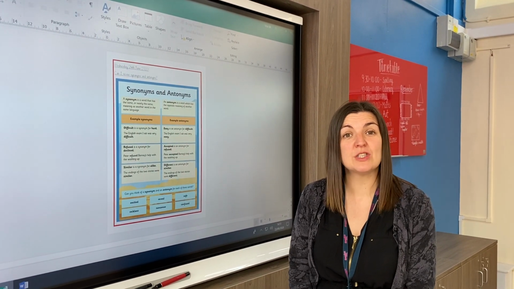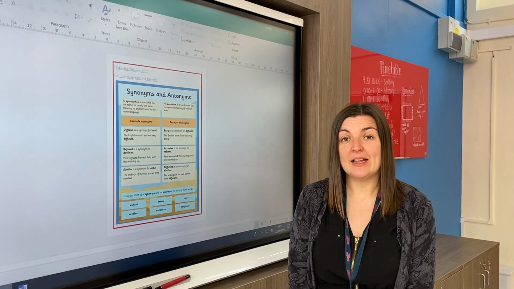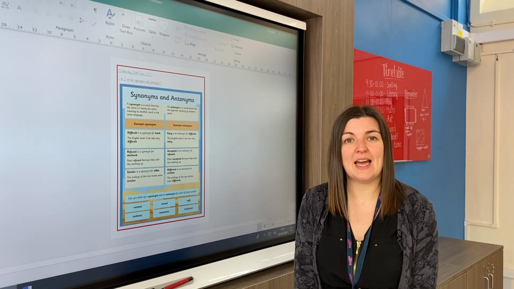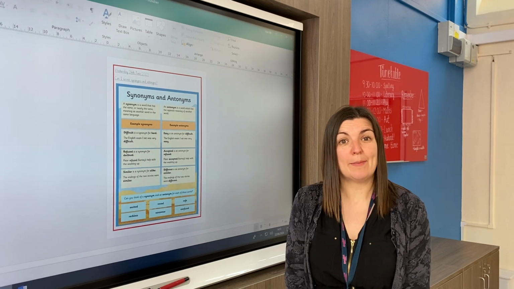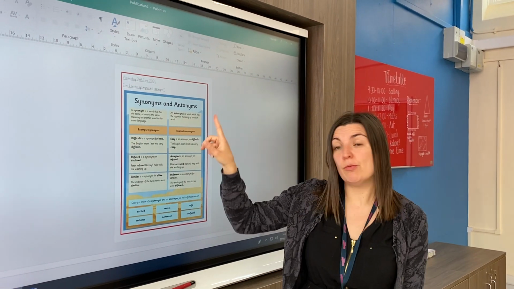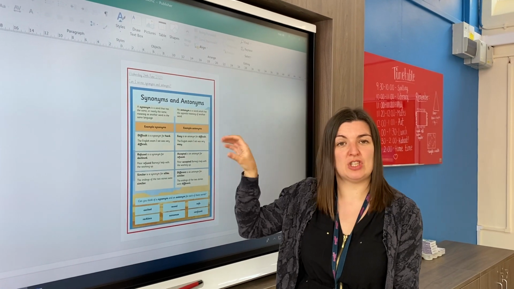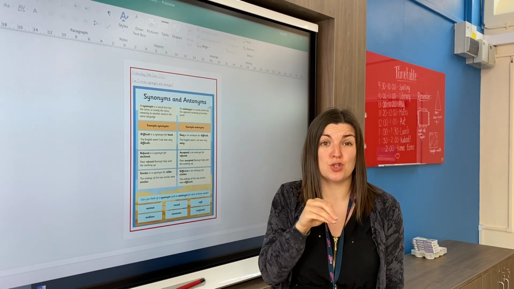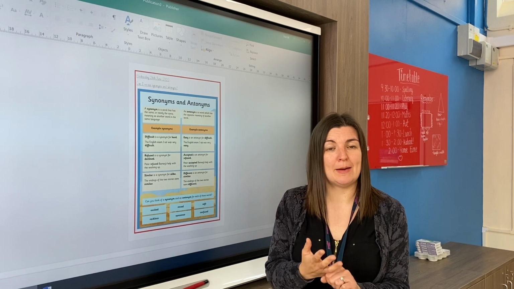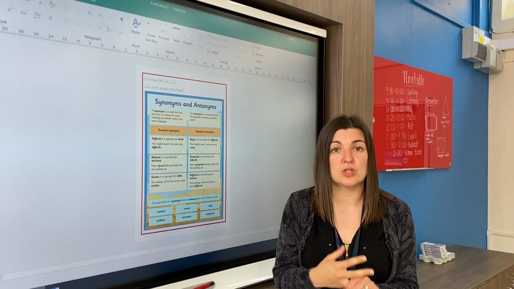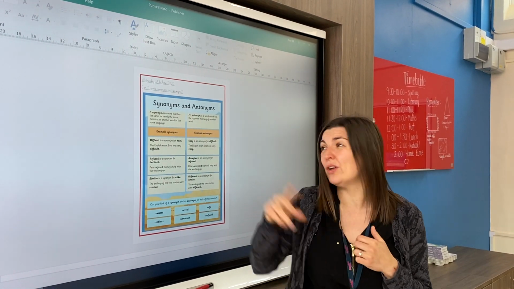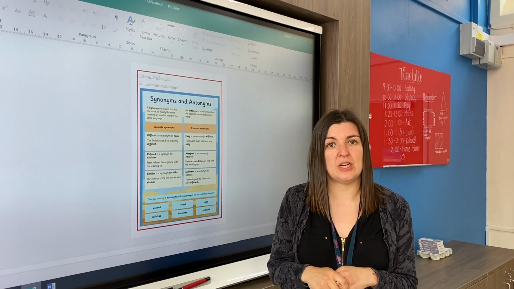So we are carrying on with some SPAG skills this week, and today we're looking at synonyms and antonyms, which you will have looked at before. So you'll notice in your pack this sheet. Now, this sheet isn't an activity, this is a little prompt sheet, a help sheet to help you if you get stuck. It gives you the definition of synonyms and antonyms and some examples. So make sure if you get a little bit stuck or you forget, then go back to this sheet.